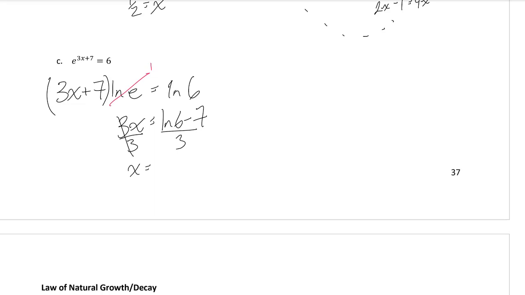And we're left with x equals, and we punch this into our calculator. Make sure you follow BEDMAS, so ln of 6 minus 7 should give you negative 5.20824, and then I'm going to divide that by 3, so I should end up with a final solution of negative 1.73608.